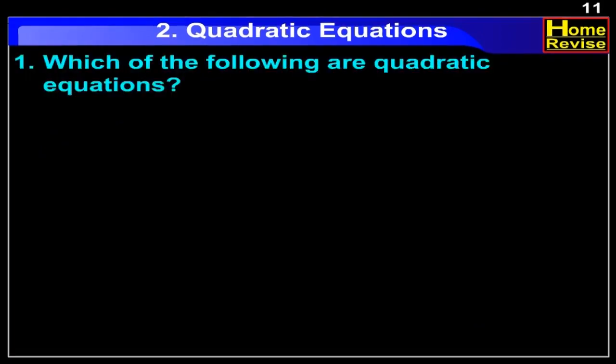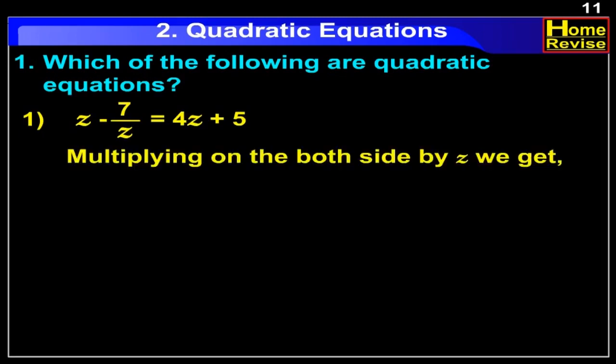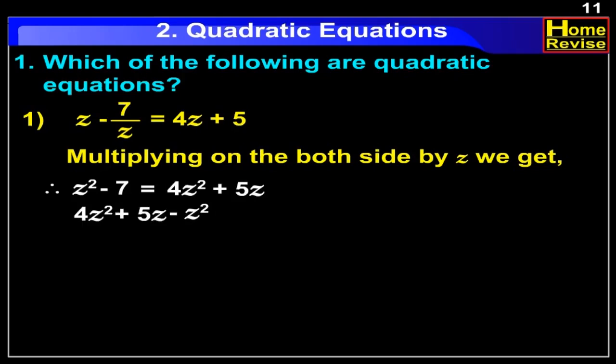Which of the following are quadratic equations? z minus 7 upon z is equal to 4z plus 5. Multiplying on both the sides by z, we get z square minus 7 is equal to 4z square plus 5z. Therefore, 4z square plus 5z minus z square plus 7 is equal to 0. Therefore, 3z square plus 5z plus 7 is equal to 0.